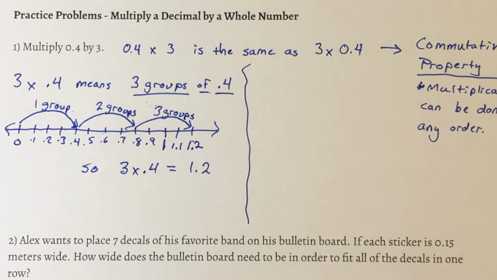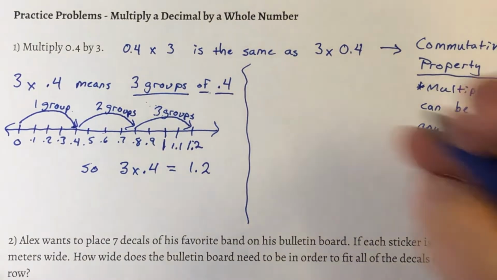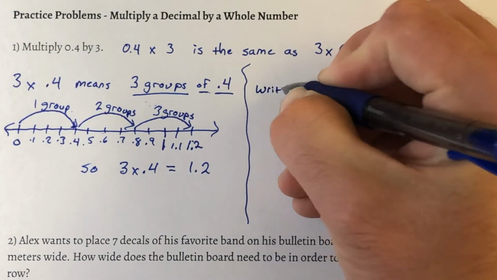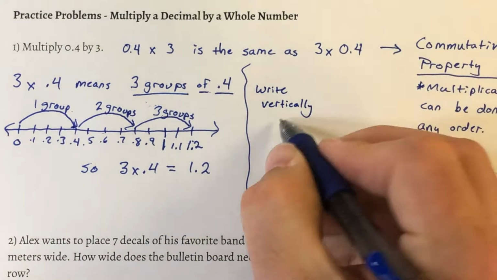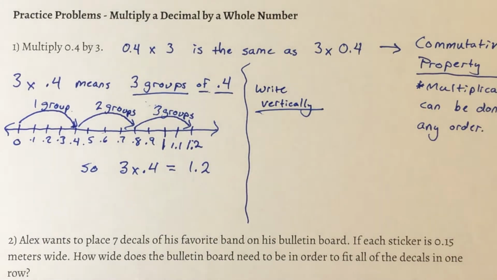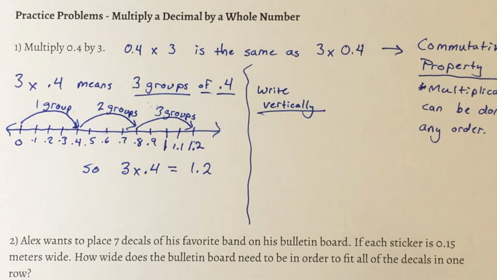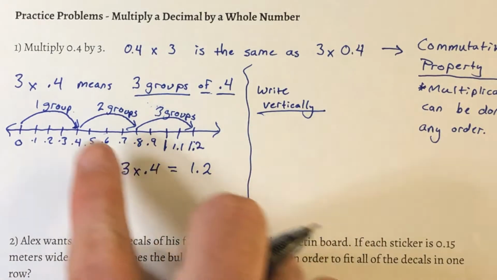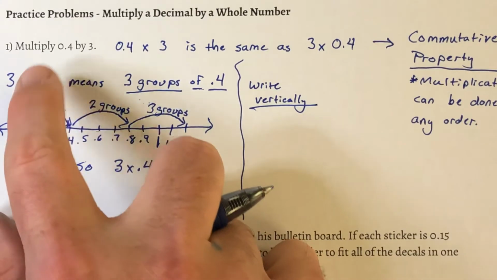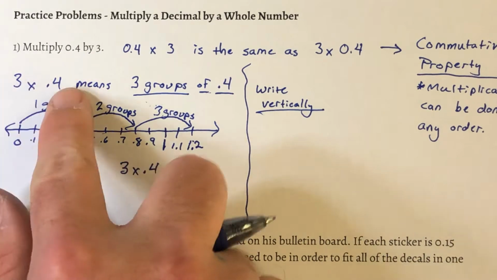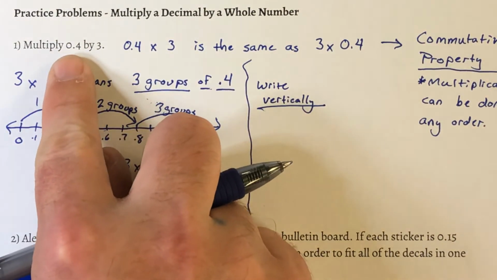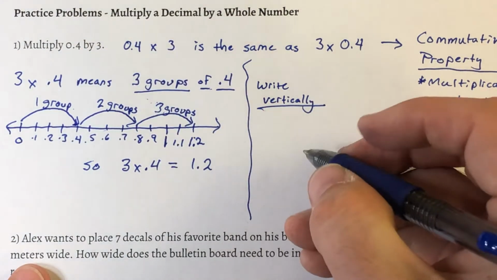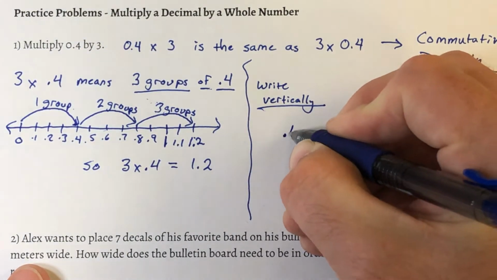Now I'm going to show you the most direct approach to solving these problems, which is basically write your problems vertically. So typically we want to write the one that's longer, the one that has more digits on top. Since I chopped off that 0, they're both the same size. I have 1 digit, 1 digit, so it really doesn't matter. So I'm going to go back to the original. 0.4 times 3. Again, it really doesn't matter what order.